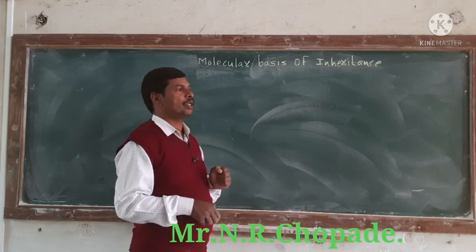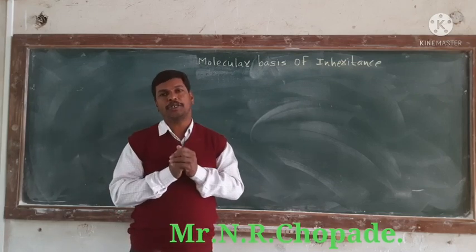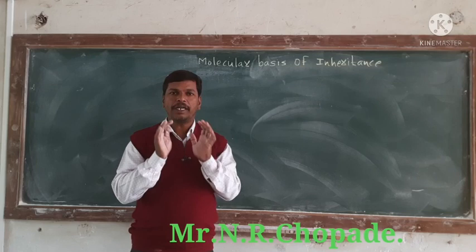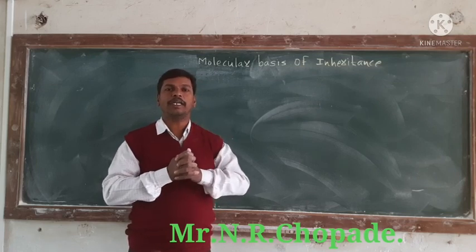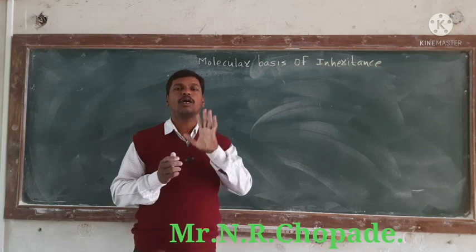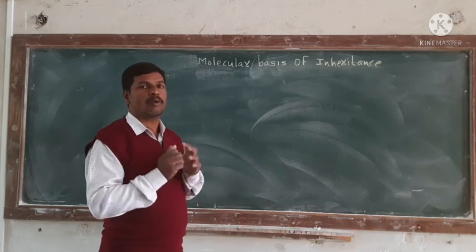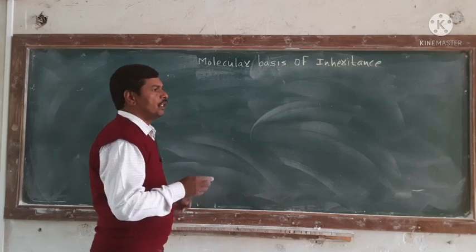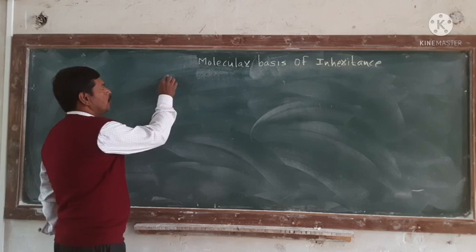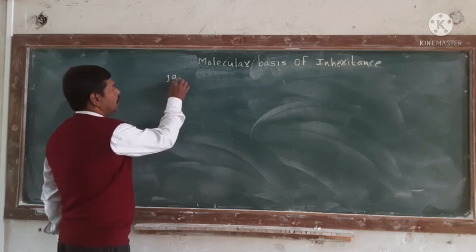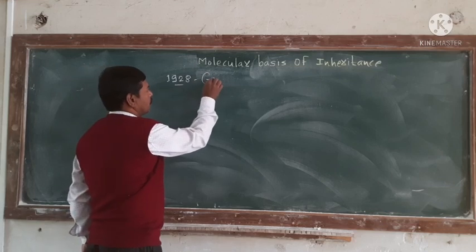Now, in this lecture, we will discuss how DNA acts as a genetic material. To discuss this, we have to cover three different experiments, three different theories performed by different scientists. The first experiment was performed in 1928 by the scientist Griffith.